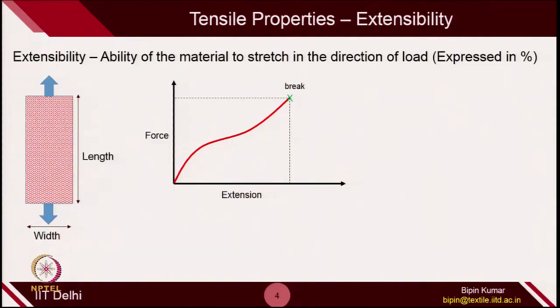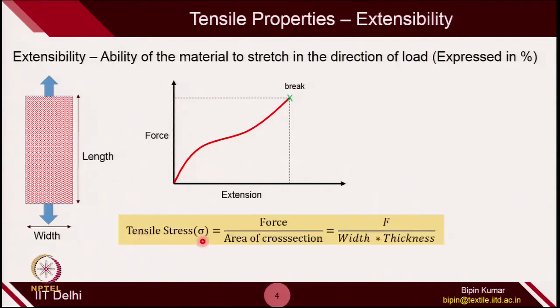So, you have the fabric, this is the length of the fabric and this is the width of the fabric, and we are applying the load through the jaws on the machine. I have already demonstrated that machine's features. When you fix the fabric sample on the machine, you can pull from one side while the other side is fixed, and you can find out the stress, which is force by area of cross section.